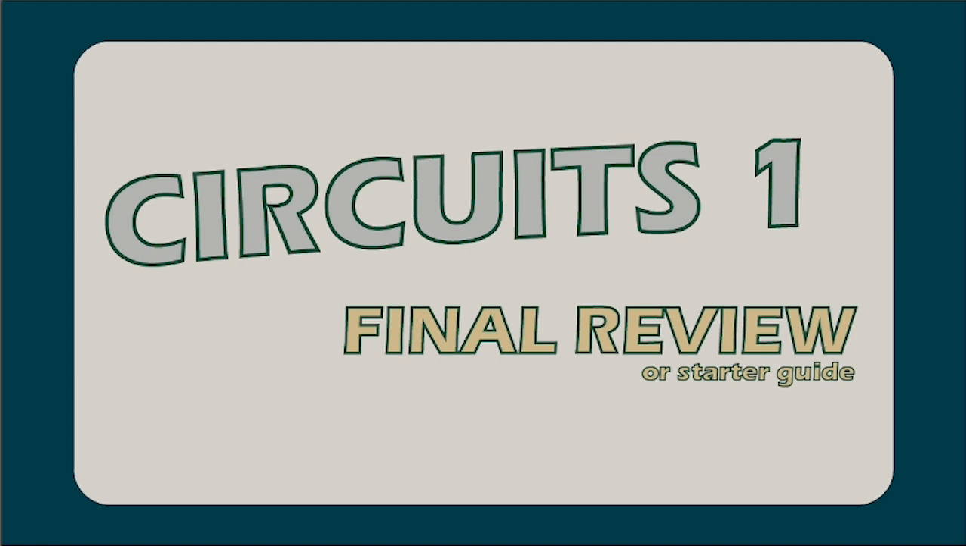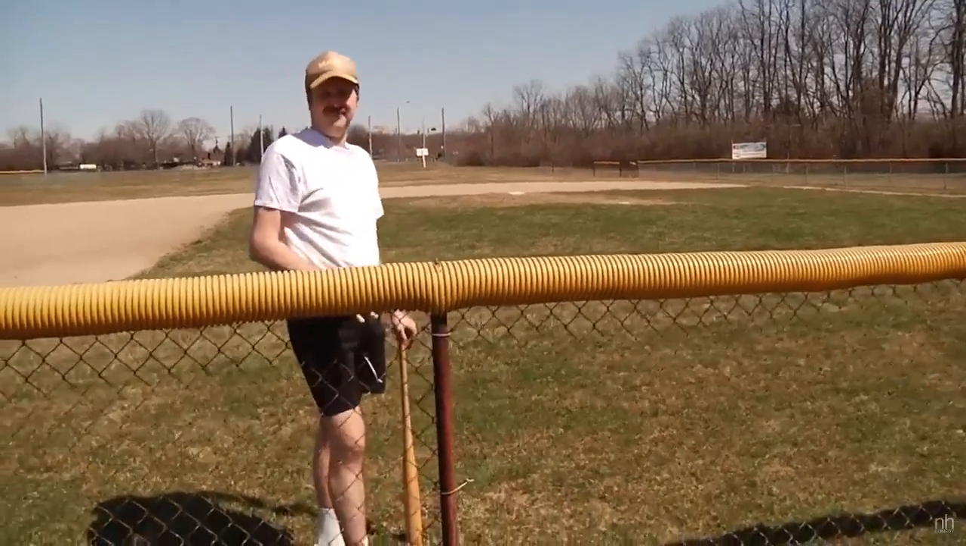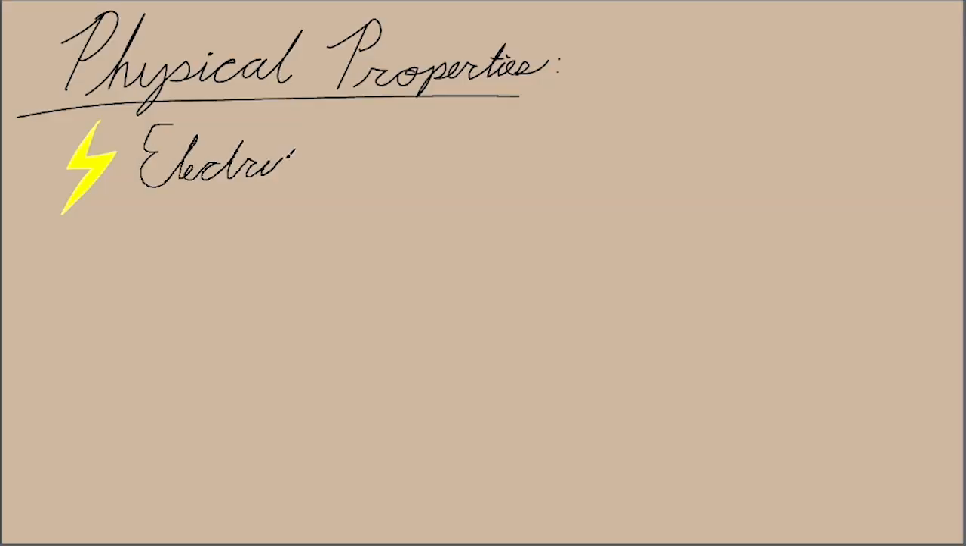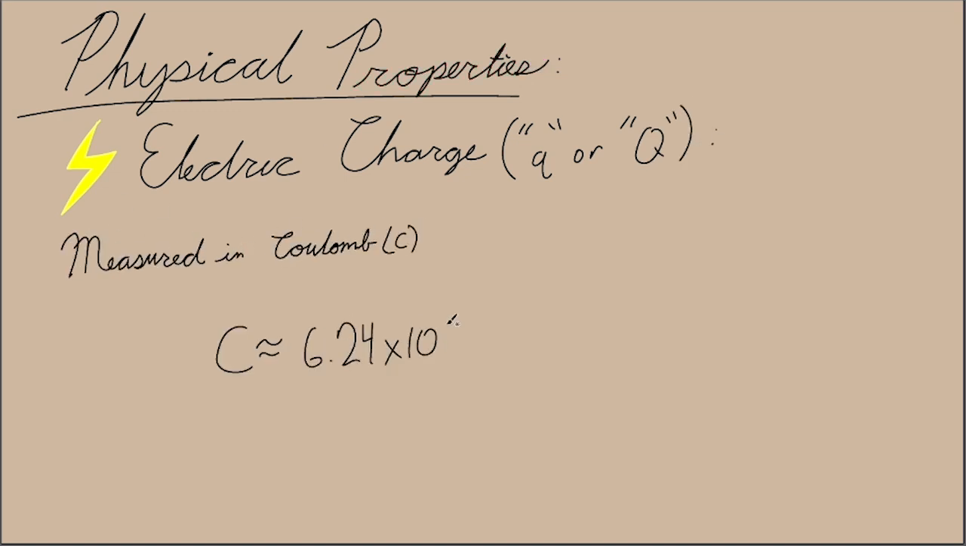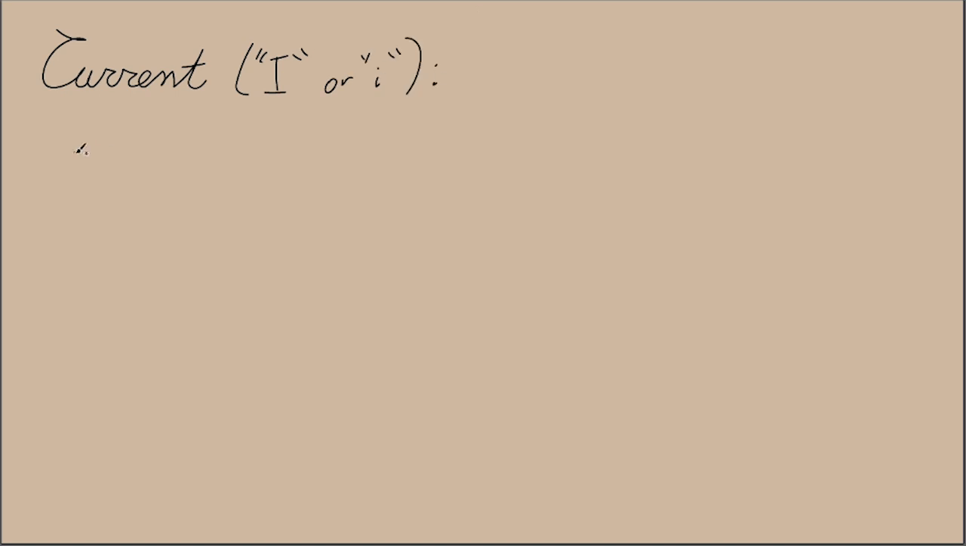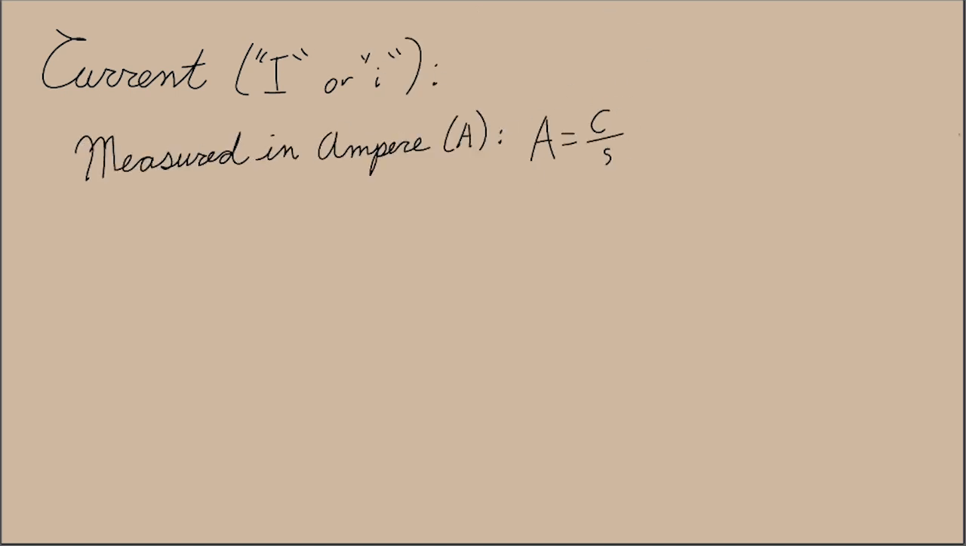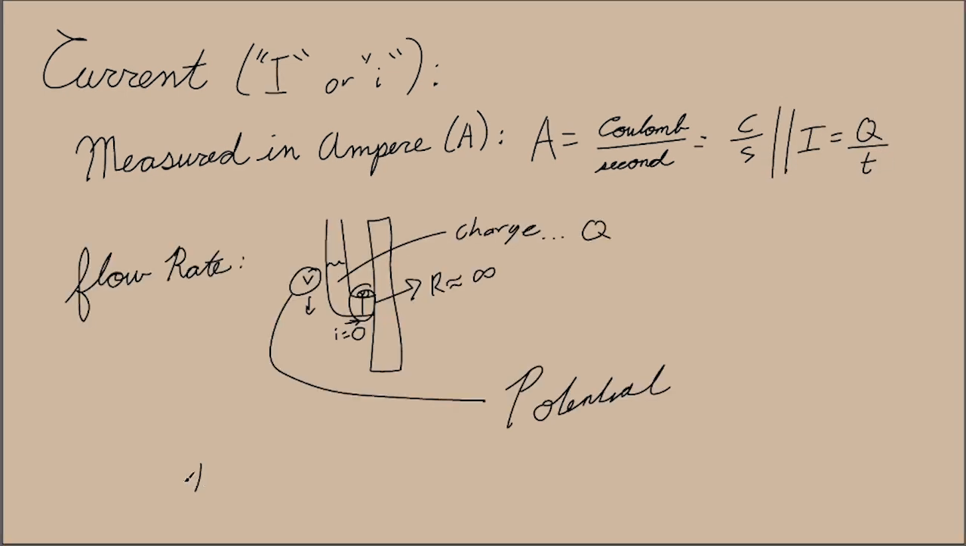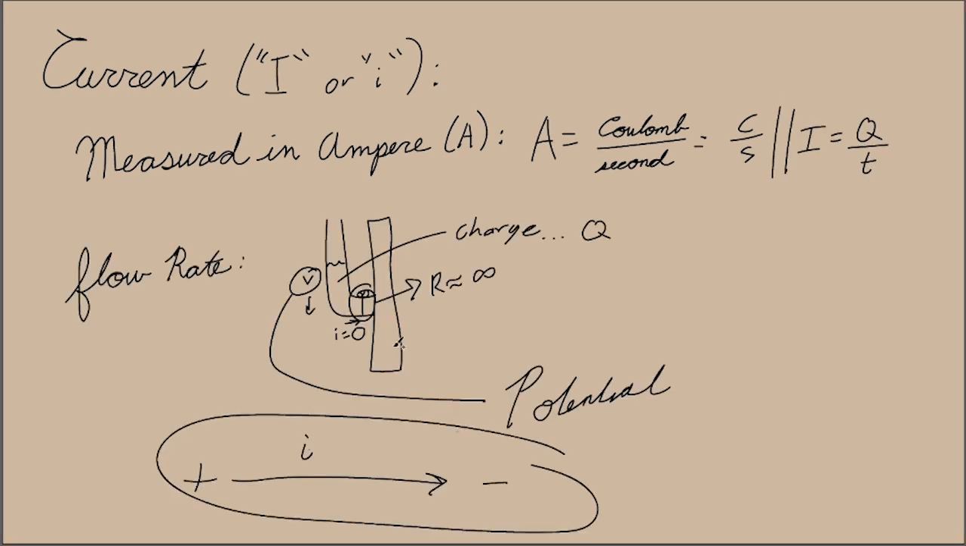So in the wise words of Coach Kent Murphy, let's break this down from a fundamental standpoint. First, the physical properties. Electric charge is measured in coulomb, or about the charge of 6.24 times 10 to the 18 electrons. Current, measured in ampere, is coulomb per second, charge per unit time, like a flow rate. We'll get more into that in voltage, but remember that current flows from positive to negative. That's just an accepted convention.